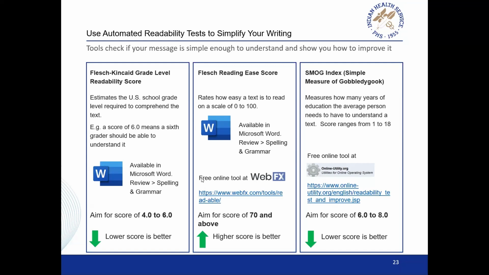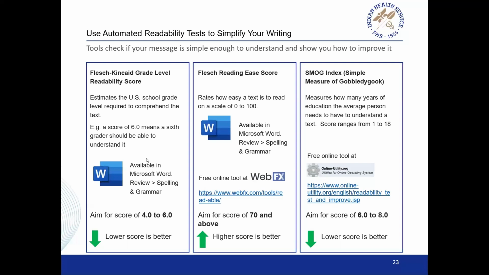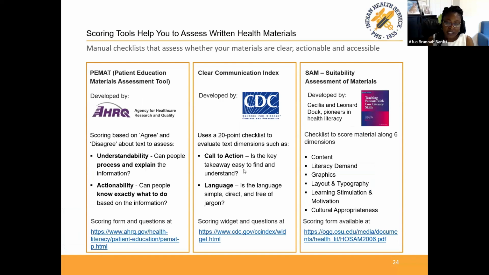Yeah, I mean, these ones you put the text in and it tells you what the grade level is. And it's in Word, right? And if you have Word already, it's free. If you don't have Word, there are free versions online. Okay. So that's for the readability test.